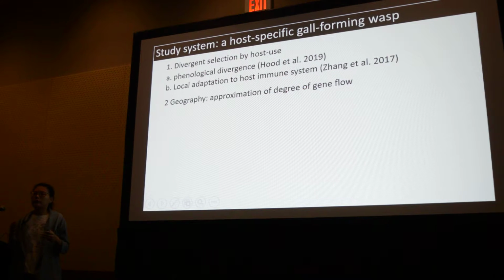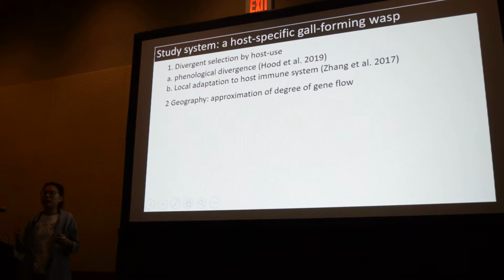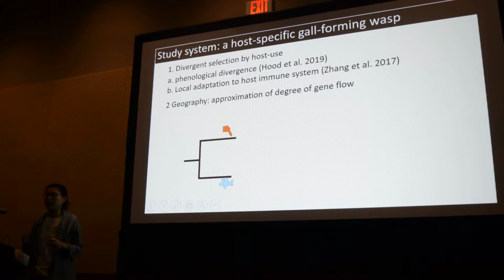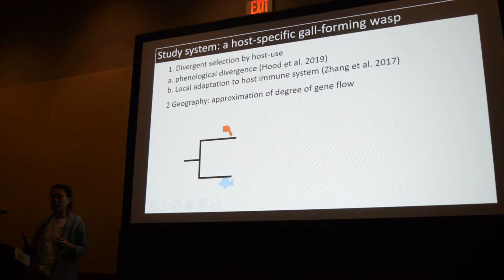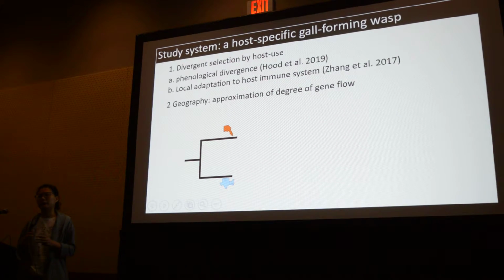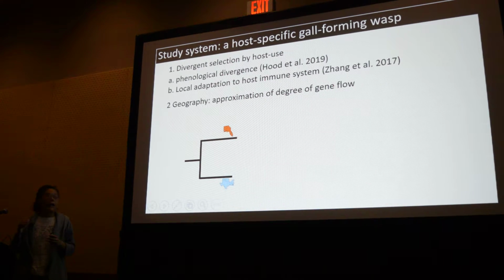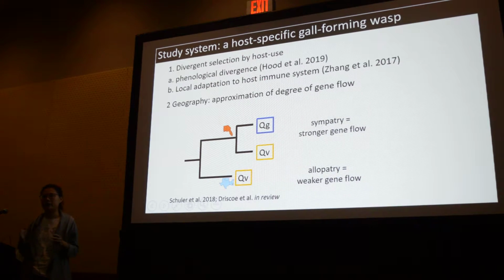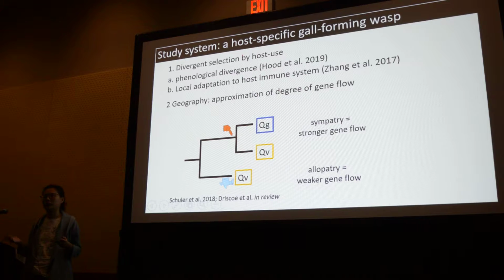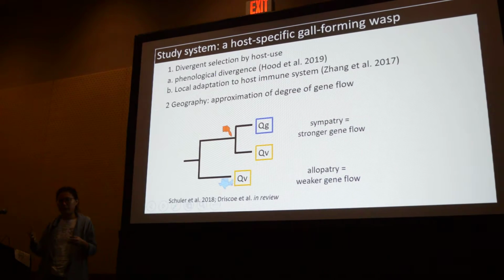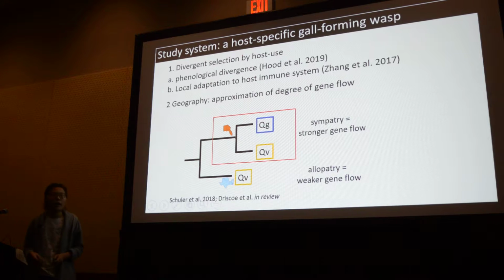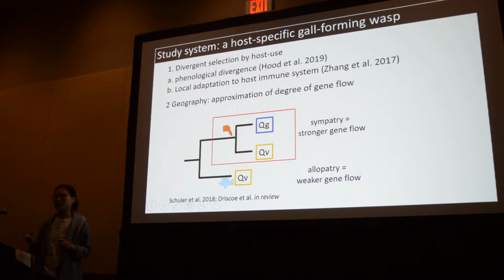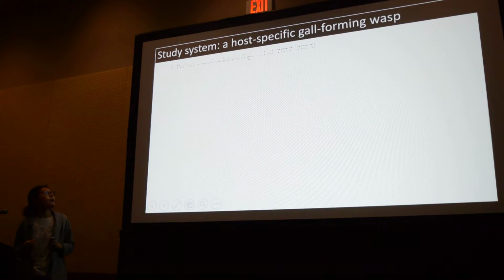We also know that geography is a good approximation of the degree of gene flow, or degree of genetic isolation, based on both mitochondrial DNA and genomic data, showing that populations split genetically between allopatric and sympatric areas. This is consistent with our prediction that sympatric populations experience higher gene flow than populations in allopatric areas.